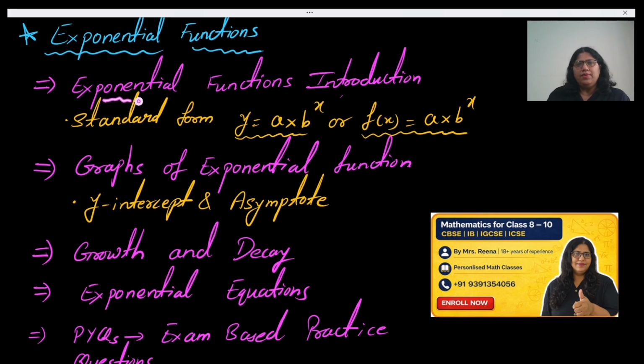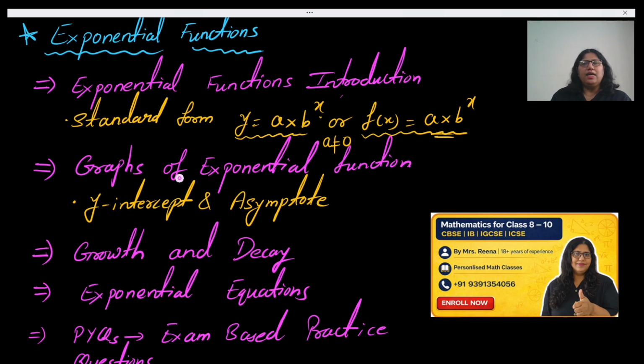First, we'll see the meaning of exponential function, whenever you relate variables where one of the variables is in exponent form, index form or power form. So here you can see y equals a times b to the power x, where x is in the power, and a can never be equal to 0. We call it the exponential function, or sometimes y can be written as a function of x. We will see how we use the standard form.